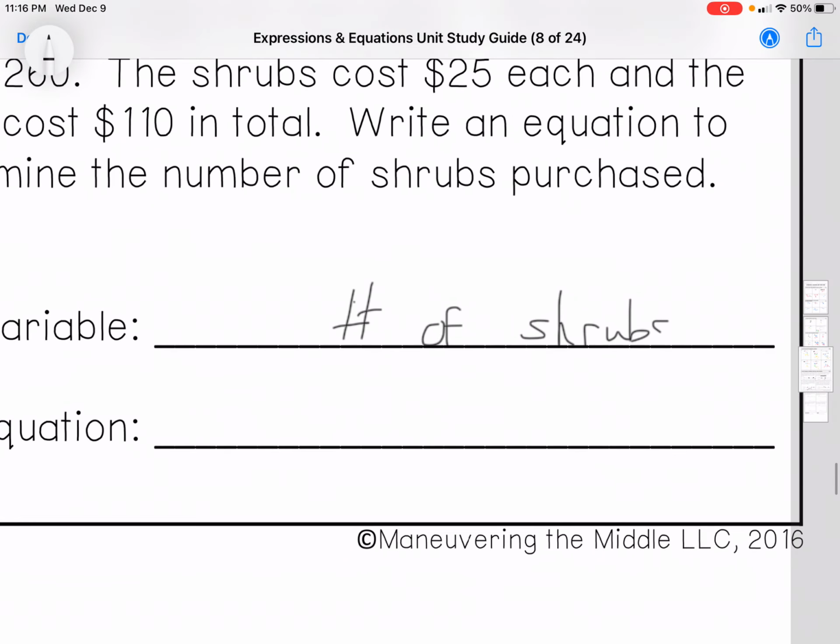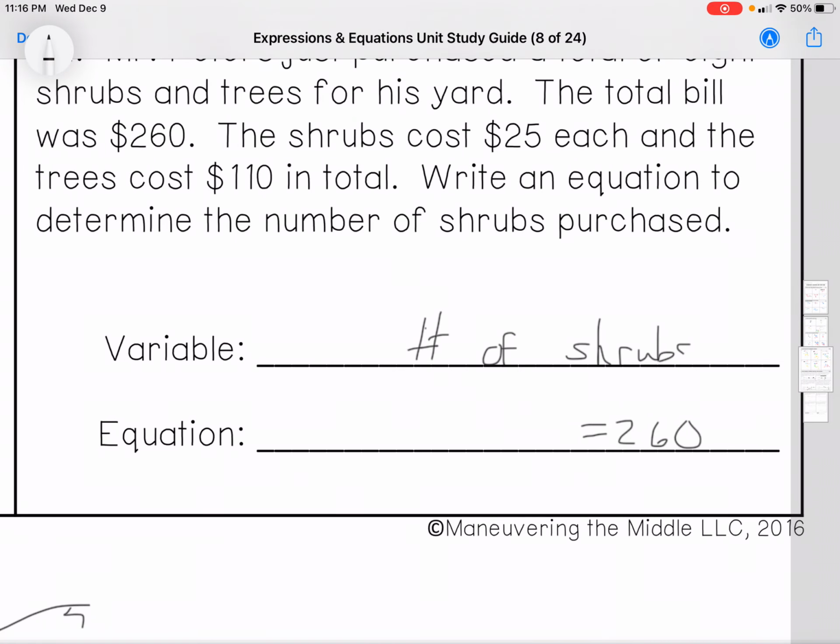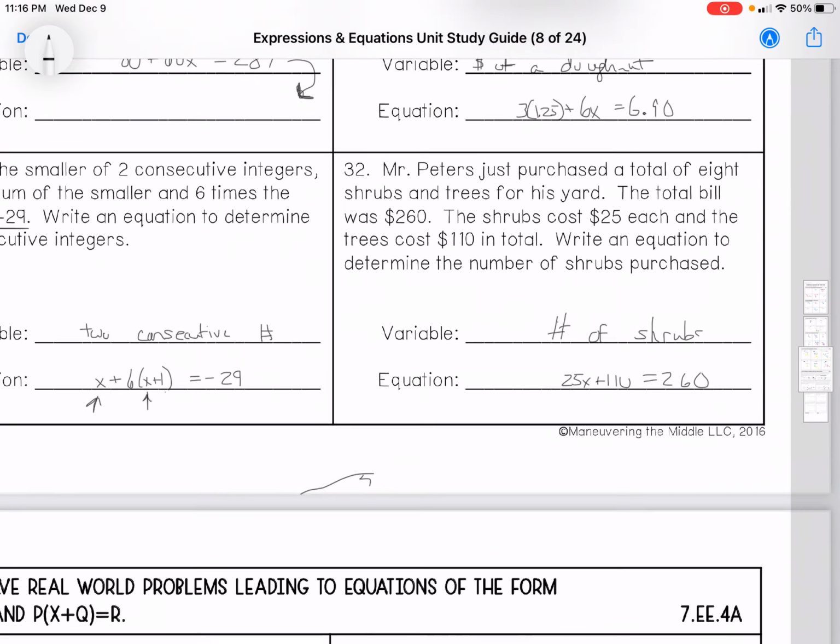Okay. We know the actual total cost is $260. We know the shrubs were $25 each, times we don't know how many, plus the $110 that the trees cost are going to equal the total. Okay?